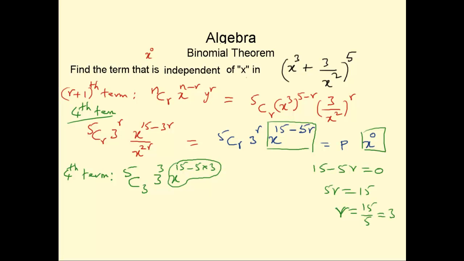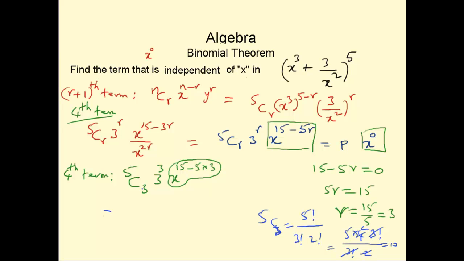What is 5C3? 5C3 is 5 factorial by 3 factorial times 2 factorial. That would be 5 times 4 times 3 factorial by 3 factorial times 2 times 1. So 3 factorial cancels off, 2 times 2, and this is 10.